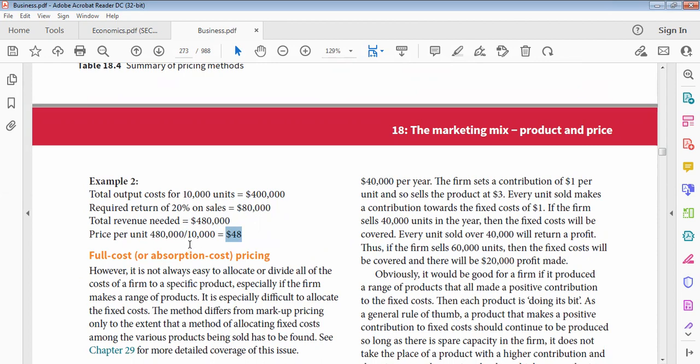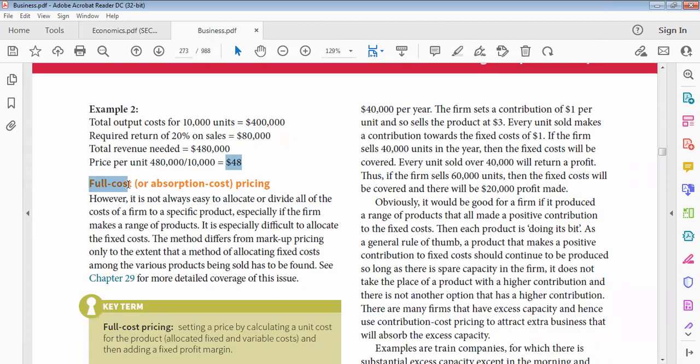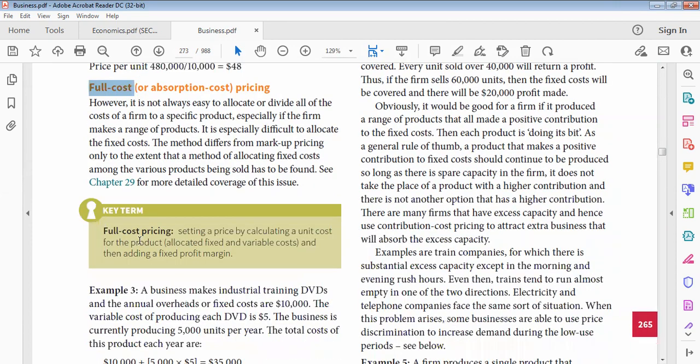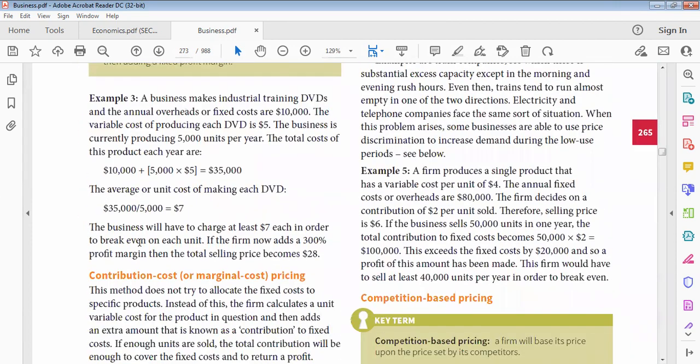Next we have full cost pricing. What is full cost pricing? In full cost pricing, you're going into more detail. You are considering the fixed cost and the variable cost, so you're finding the total cost. Remember, this is exactly what we learned yesterday. Fixed cost is the one that doesn't change, variable cost is the one that changes, and the total cost you just add them together.